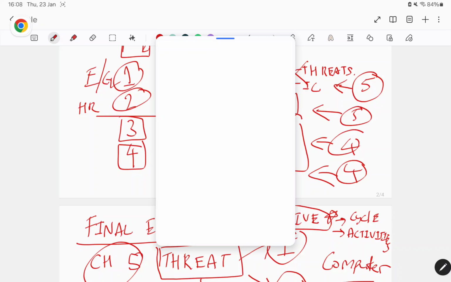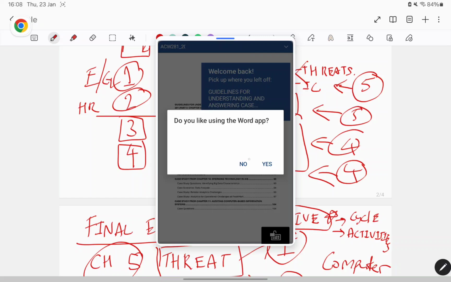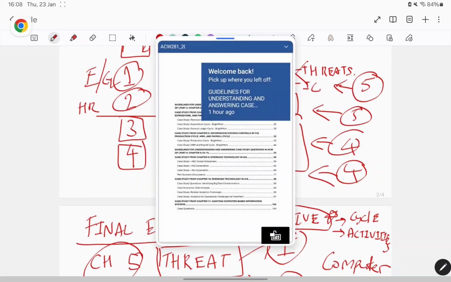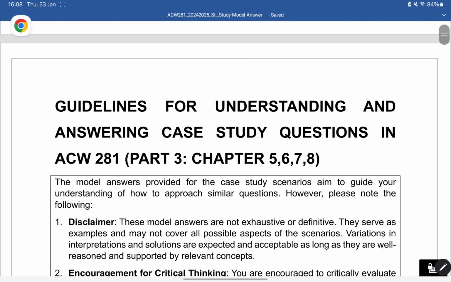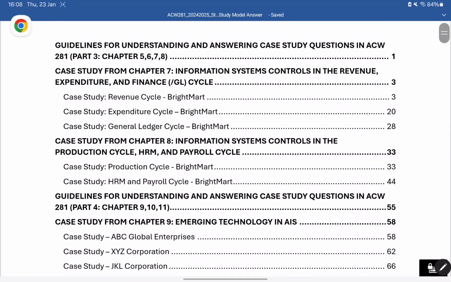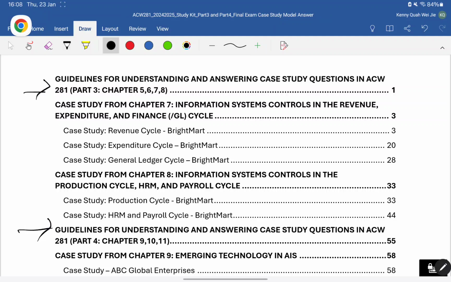Yes, I haven't ended yet. So this is the answer that I gave you in the Google Drive. Just in case, I put it very clear over here. Let me just go to this draw. So look into this and this, this will guide you on how to answer in more detail.